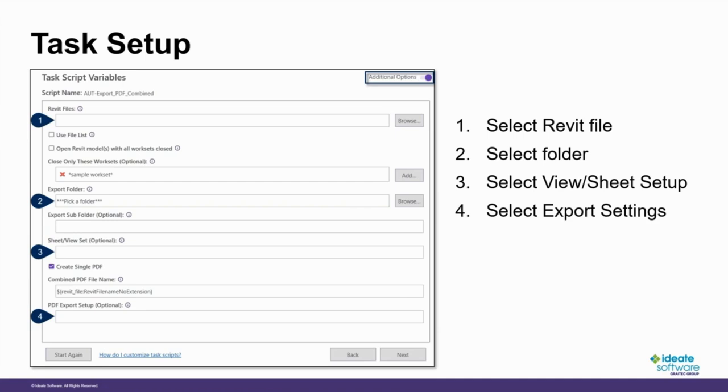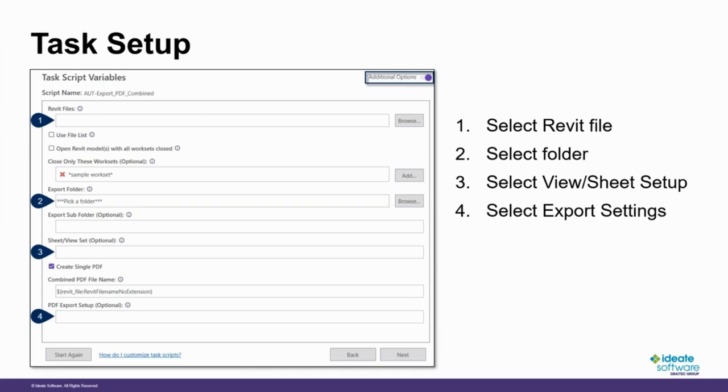So for this setup, we want to obviously select a Revit file. You could also select multiple Revit files if they have similar print setups. You need to, of course, select a folder that you're going to put these PDF prints to. And finally, you want to look at selecting the view and sheet setup. So this is going to be your set of sheets that are going to be a part of your construction documents. And you also want to select your export settings. So the PDF export settings would refer to kind of the sheet size and then DPI quality and whatnot of your print.